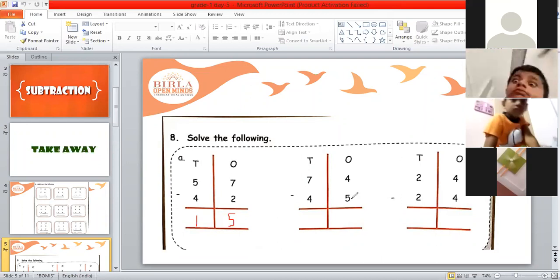So what we'll do, whenever your first number is smaller than the second number in ones place, we always take borrow. We will take borrow from the number in tens place. I'll repeat this again. Whenever the first number in ones place is smaller than the second number, we always take 10 borrow from the number in tens place.